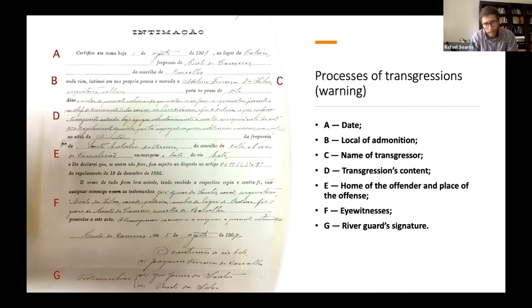Where we could see what transgressors did. I want to note one thing very important. So here in the D area we have the transgressions content, and then in the G area here we have the river guard signatures. The river guard was very important. He had a special power because he saw the occurrence, he wrote it, and in some cases the eyewitnesses were illiterate, and often transgressors said that they had nothing to do with the description. So we are analyzing the role of the river guard in the fiscalization of pollution and contamination problems.